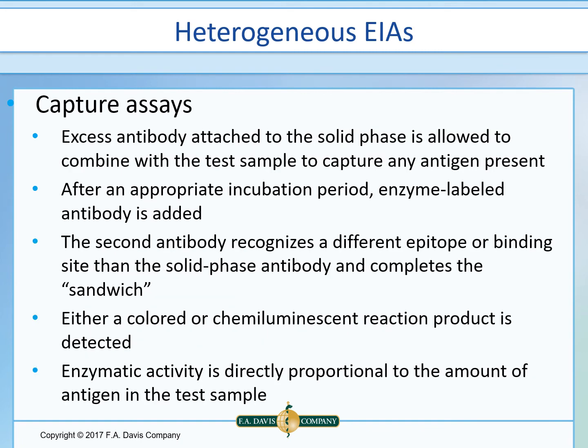Capture assay methods involve excess antibody attached to a solid phase that's allowed to combine with the test sample to capture any antigen present. After an incubation period, enzyme-labeled antibody is added. The second antibody recognizes a different epitope or binding site than the solid phase antibody and completes the sandwich. So depending on the particular enzyme used, either colored or chemiluminescent reaction product is detected. The enzymatic activity is directly proportional to the amount of antigen in the test sample.